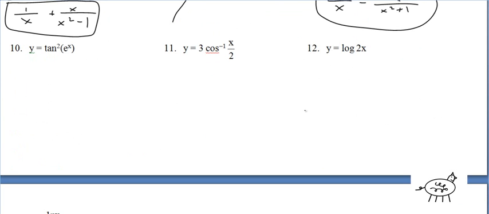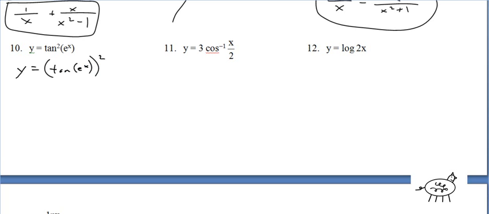y equals tangent squared of e to the x. Again, we're going to use the chain rule here, right? So first of all, I think it's nicer to write it as y is equal to tangent of e to the x, squared. I think it's just a lot easier to have it look like that before you even get started.